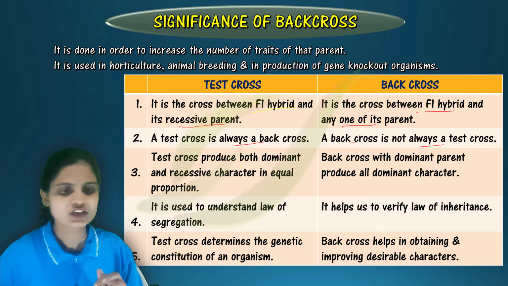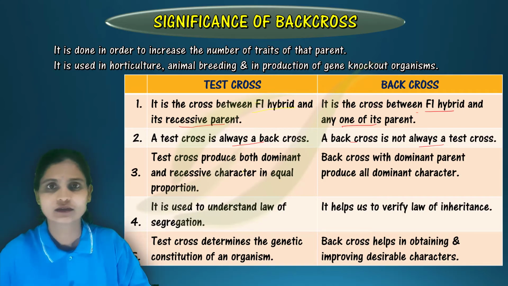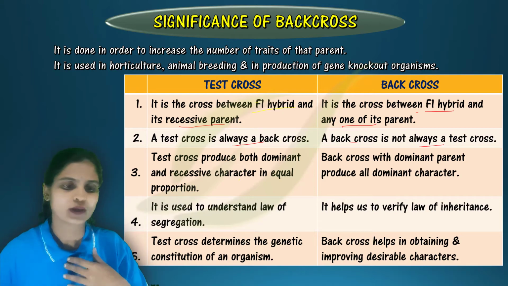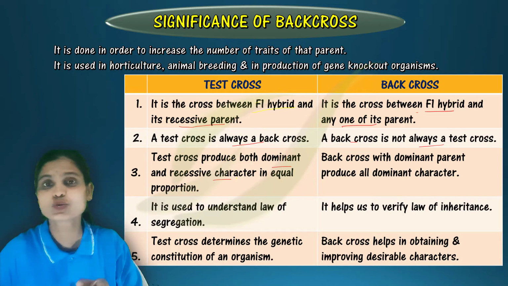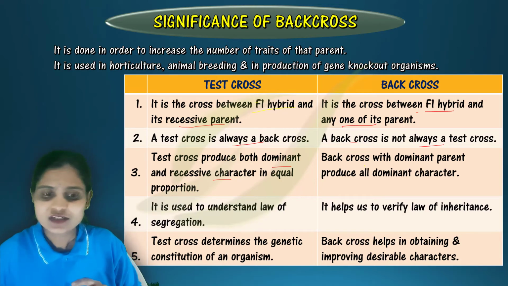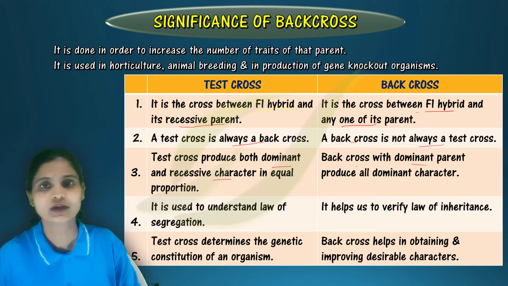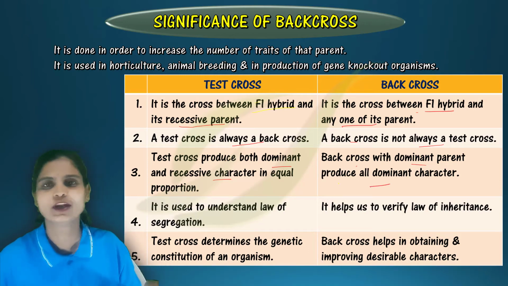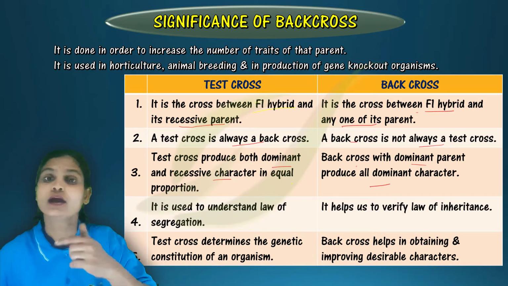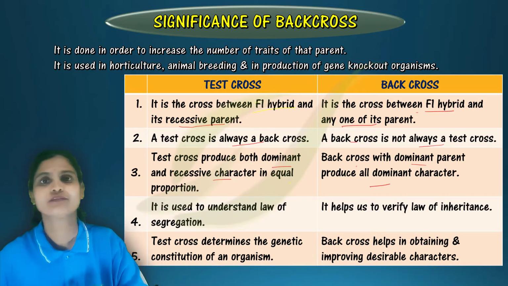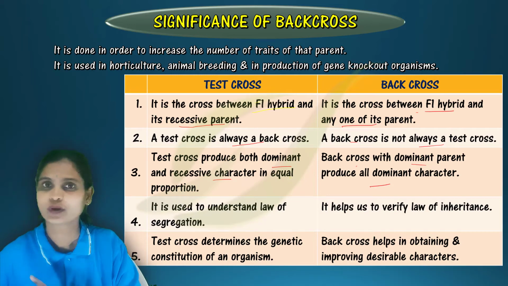Then next, test cross produces, as I explained in the last video, both dominant and recessive characters. We used to get a 1:1 ratio. Whereas in the case of a back cross with a dominant parent, as we have just seen, all the plants obtained were dominant only. But if you do it with a recessive parent, you are going to get heterozygous tall and the recessive character also.